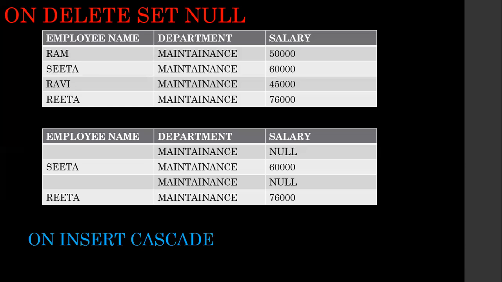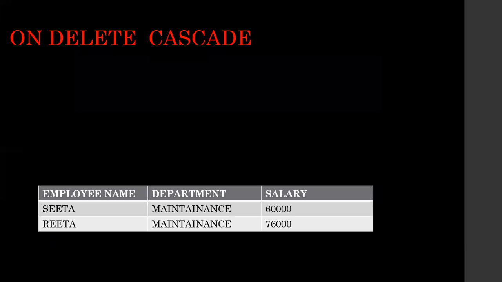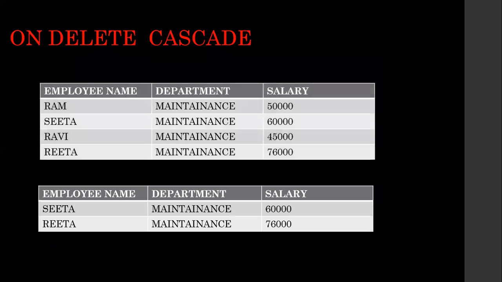Then after Ram and Ravi left the job, how many employees will be there here? Only Sita and Rita will be working. So this is the meaning of on delete cascade. Like this, we can define the constraints using some application programs or by giving them semantic constraints.